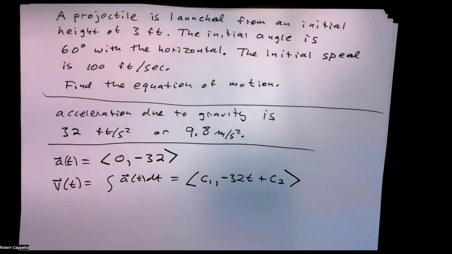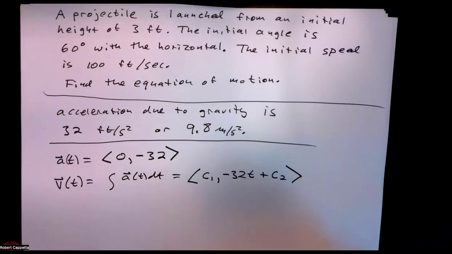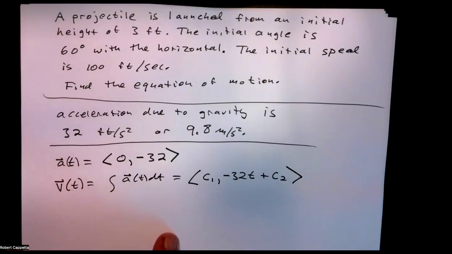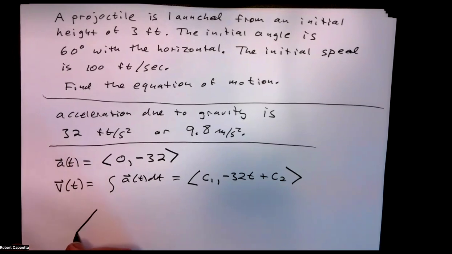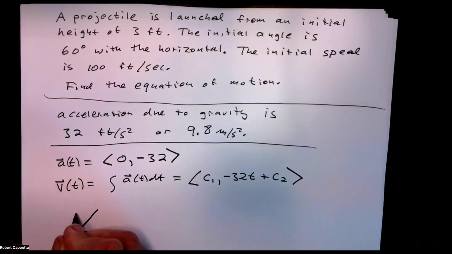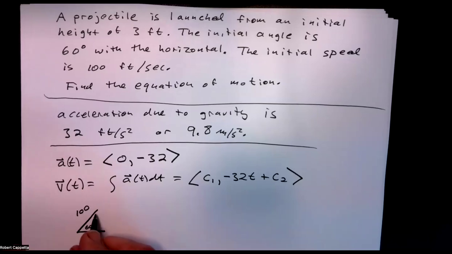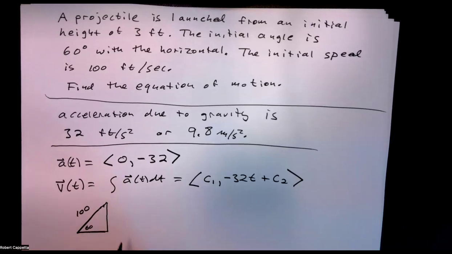So how do we decide what the initial velocity is? You've got to do some trigonometry. We have 100 feet per second, 60 degrees with the horizontal. So the magnitude of this initially is 100 feet per second, and this is 60 degrees. Can we decompose it into what I'm going to currently call x of t and y of t? So what is the x value here? What is the y value here?